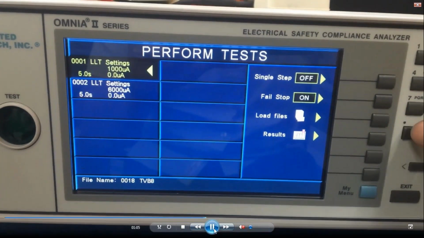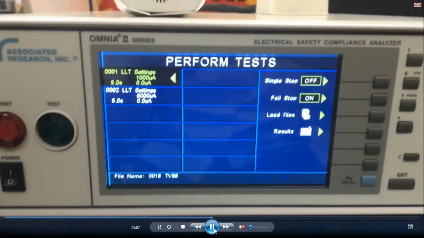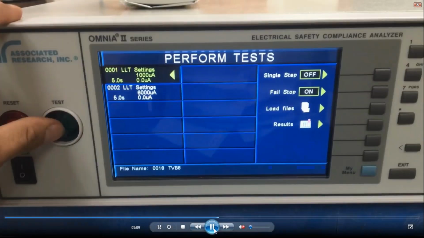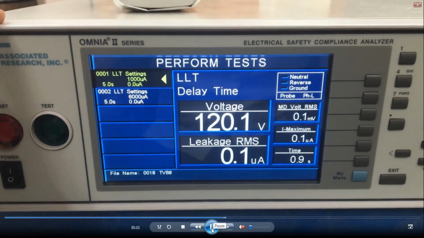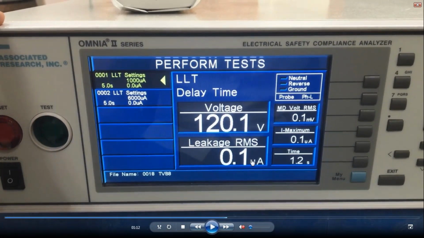So there's only 2 tests in here. The first test is run as a normal condition. So you can see that neutral, reverse, and ground, there are no LEDs indicating that there's any fault. And the resulting leakage current, since the ground is closed, is 0.1 microamps. So this is your probe high to line connection. The probe is connected to that aluminum foil that's wrapping the medical device, and there's hardly any leakage when the ground is closed.